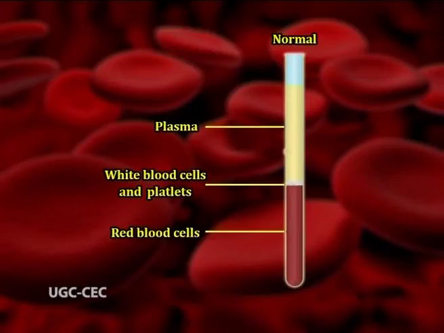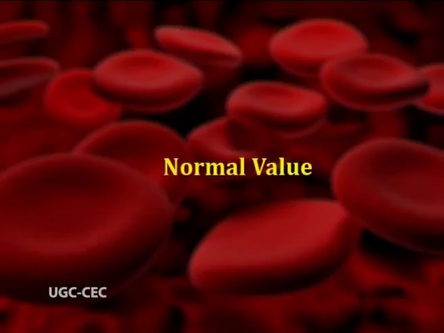Introduction. The hematocrit is the proportion by volume of the blood that consists of red blood cells. The hematocrit, that is HCT, is expressed as a percentage. For example, a hematocrit of 25% means that there are 25 milliliters of red blood cells in 100 milliliters of blood. Now, we will see the normal values.